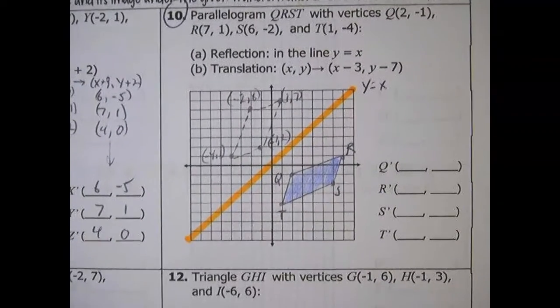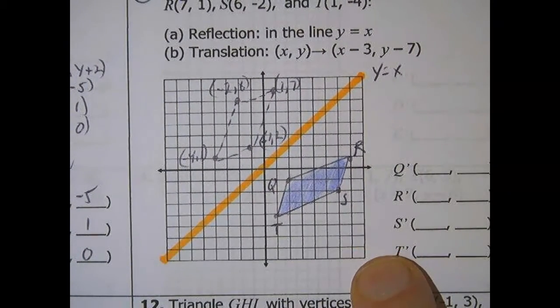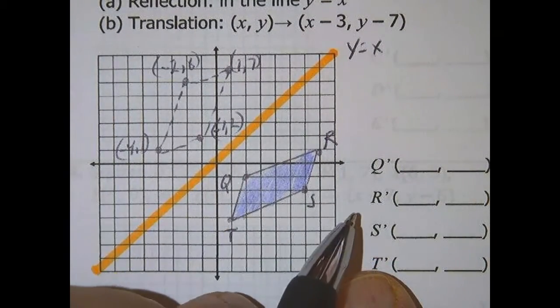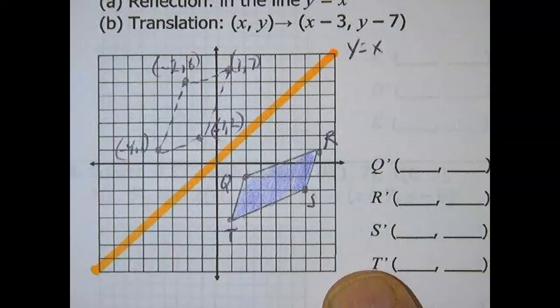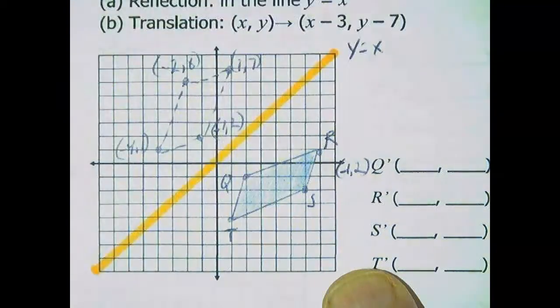Okay, so now we're going to take these and apply this rule. I'm going to squeeze those coordinates in, writing them a little bit small, because this is where I would like them to go. So we have these points that I just said. Q is negative 1, 2. R is 1, 7. S is negative 2, 6.